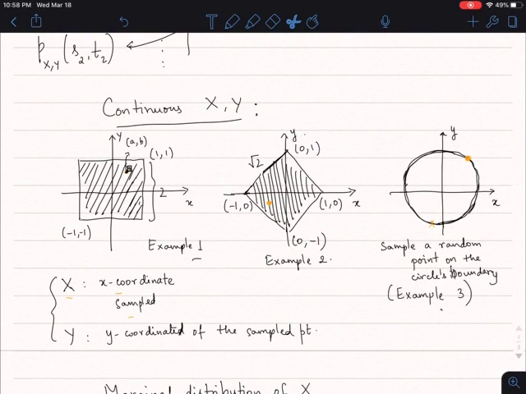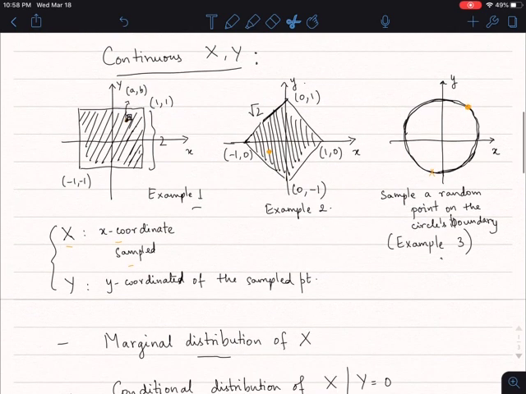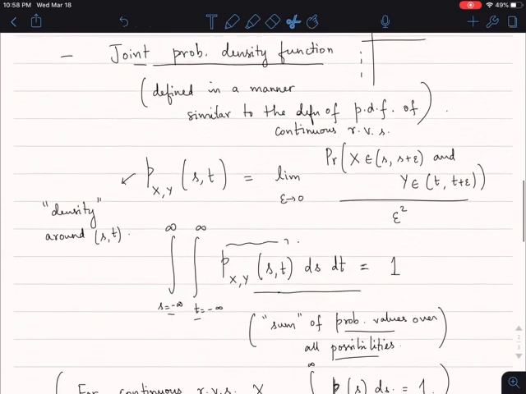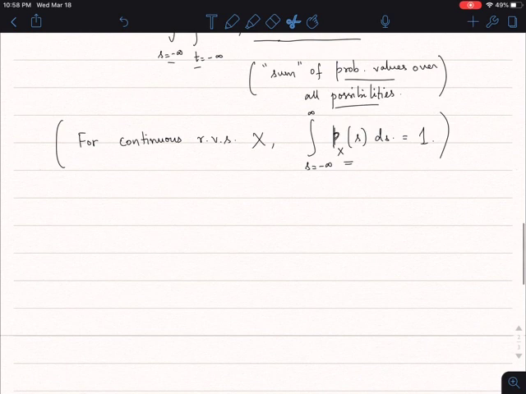Okay, so now let's continue with the three examples that we drew before. Our goal now is to define the marginal distribution of x and the conditional distribution of x given y. I'm just trying to recall something that we have seen in the last lectures. So generally speaking, what is the marginal distribution of x? Let's define that for now.